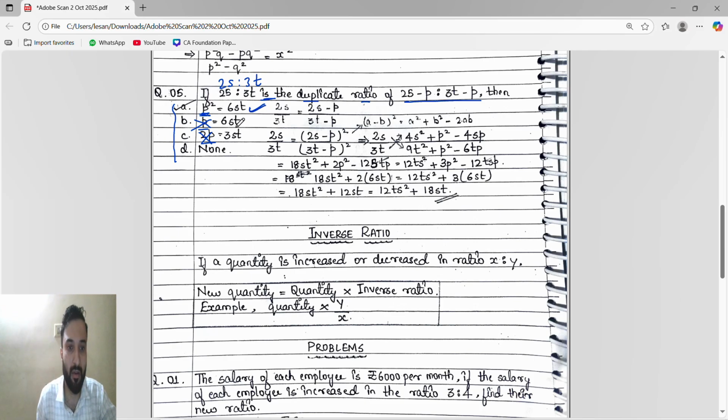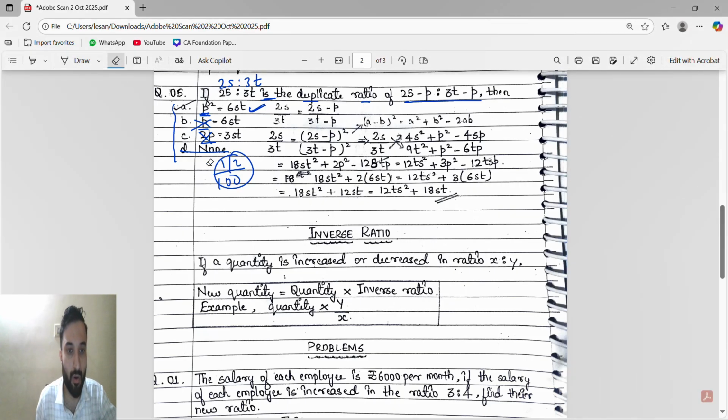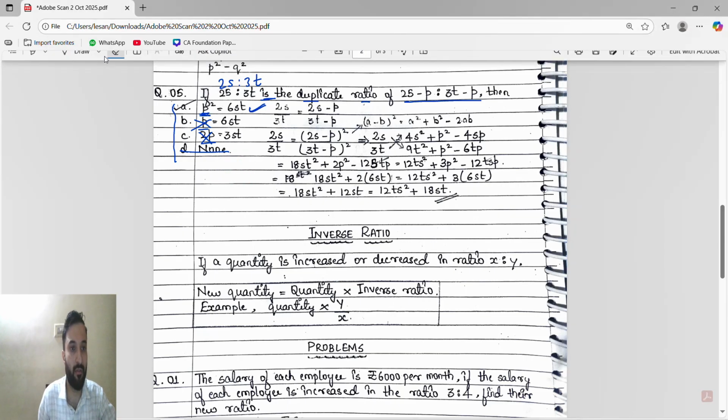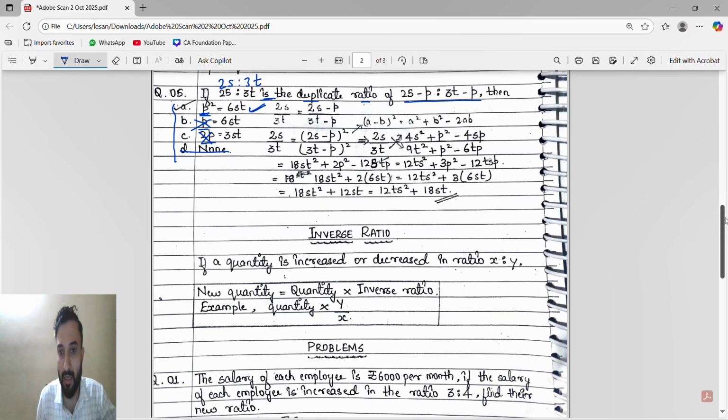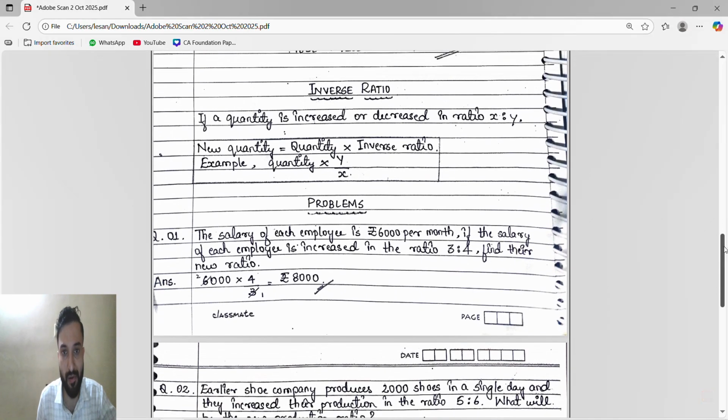The option E is the answer. Don't tick none of these. See, out of 100 questions, 1 or 2 questions will be none of these. So don't think of none of these. So here, this is the answer. Okay. So these are the questions based upon the type of a ratio.